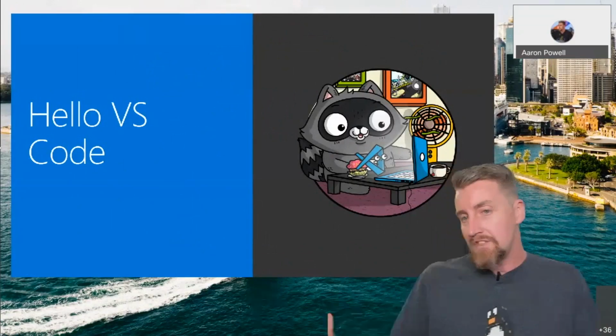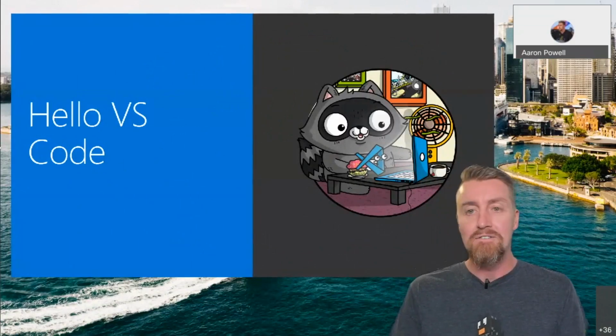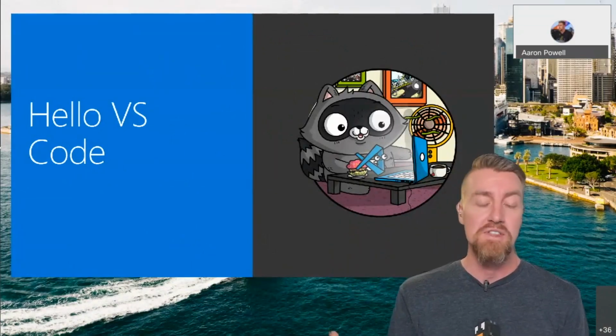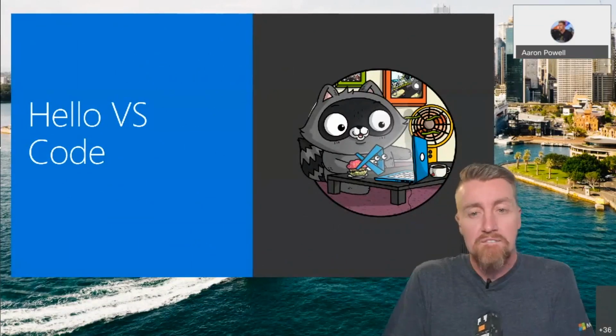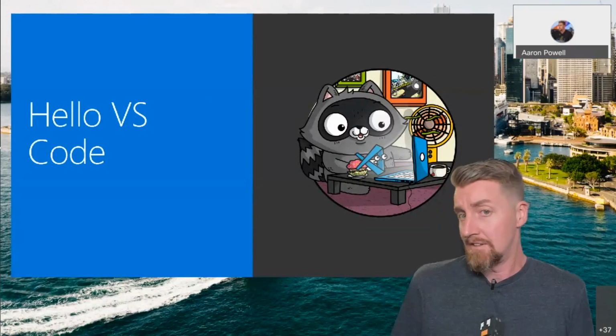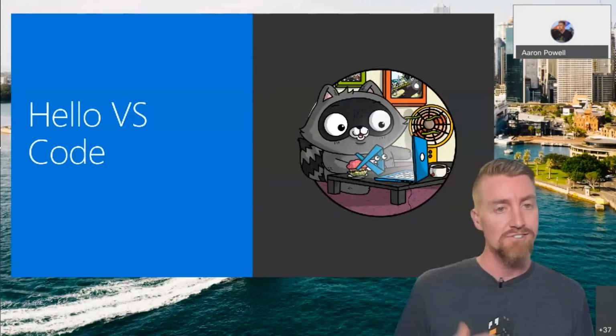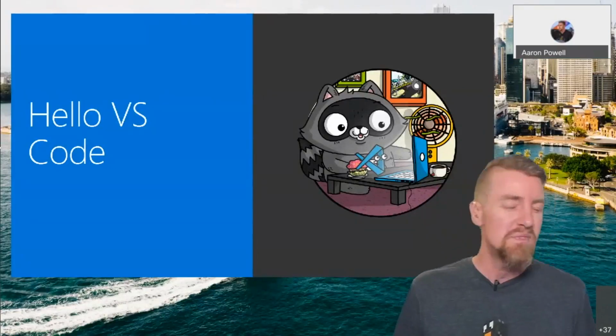So VS Code, if we think in that spectrum of editors, where we've got Notepad at one end and full Visual Studio at the other end, it sort of sits in the middle. VS Code is actually a pretty simplistic editor. It doesn't do a lot of stuff out of the box. It understands some basic language syntax highlighting for JavaScript and HTML and C#, things like that.